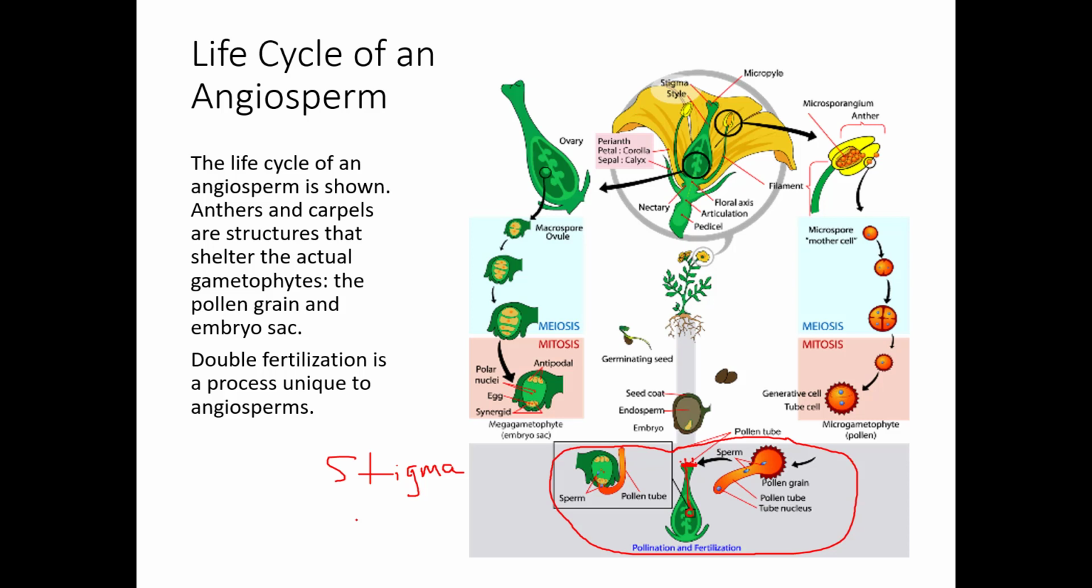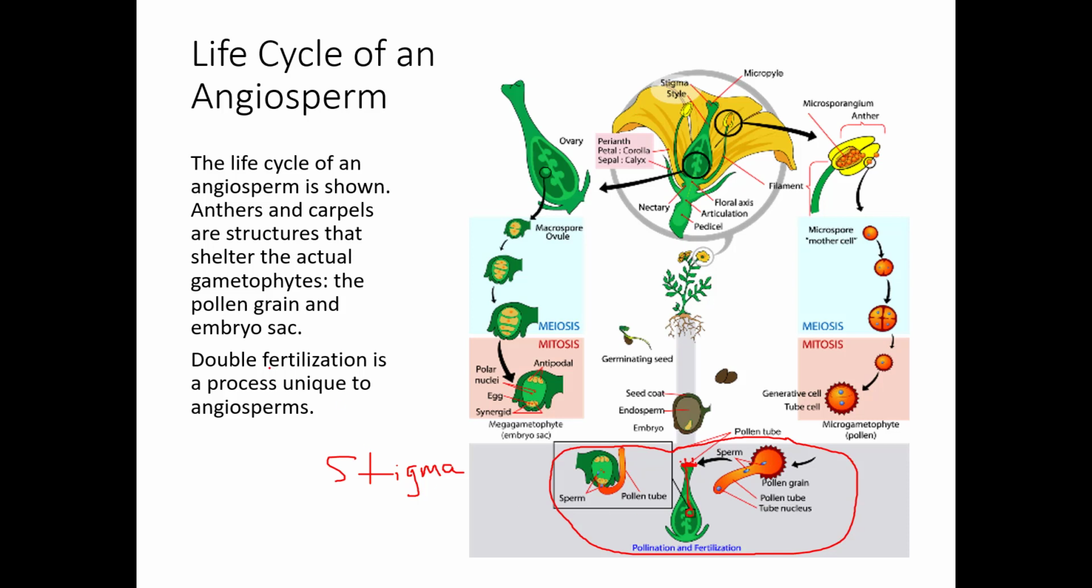So let's talk about what happens to the 2 sperm. For the gymnosperms, for the cone plants, one of the sperm will fertilize the egg, the other dies. Sometimes I call it the winners and the losers. That's for the cone plants, the pine tree. For the flowering plants, both of the sperm fertilize something.